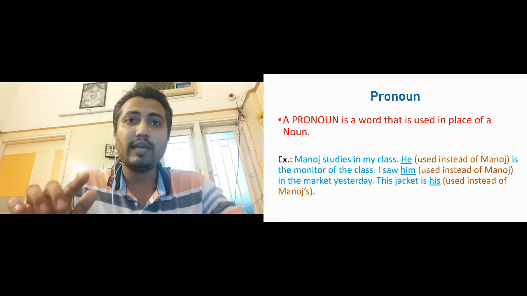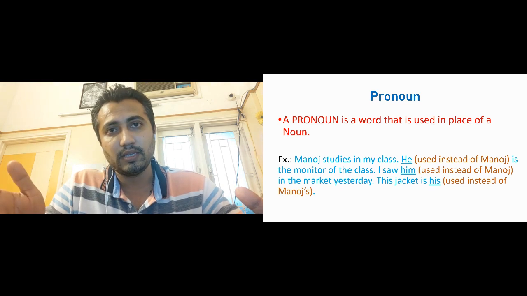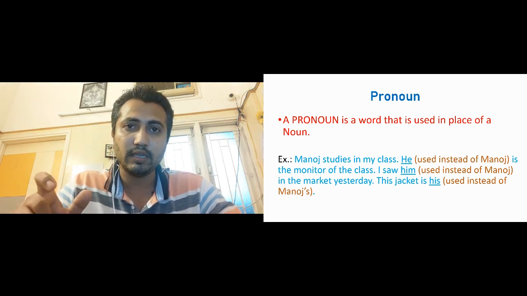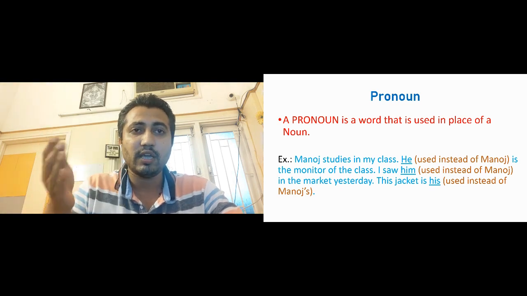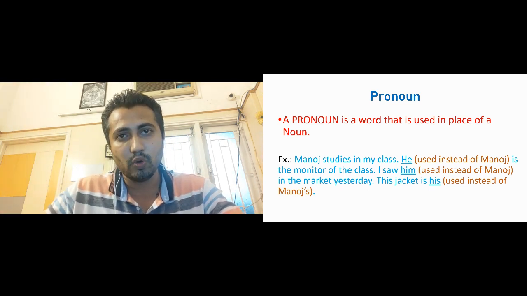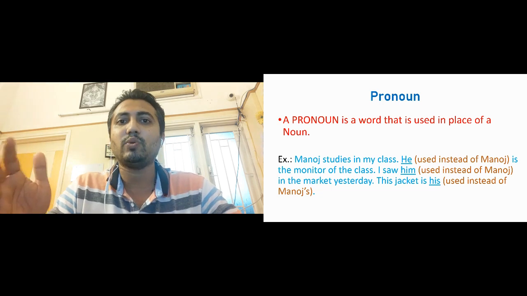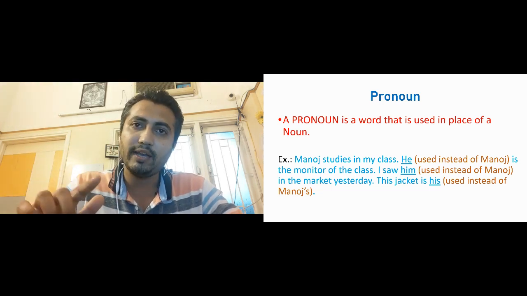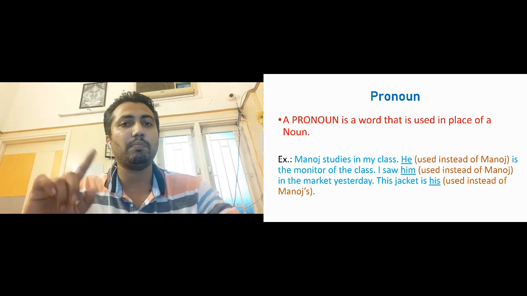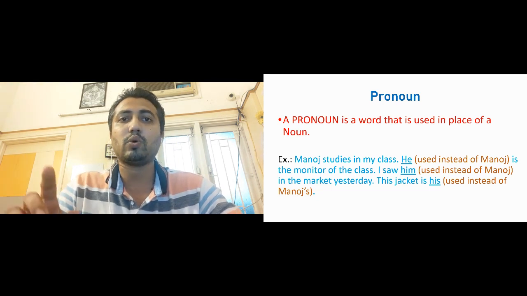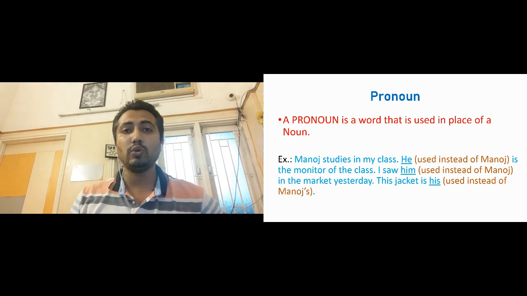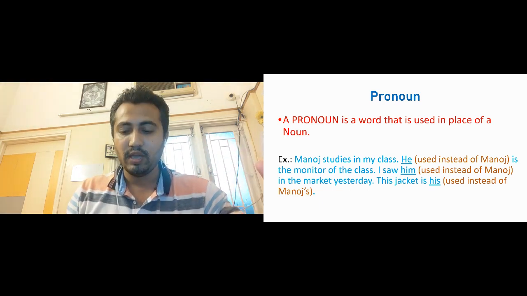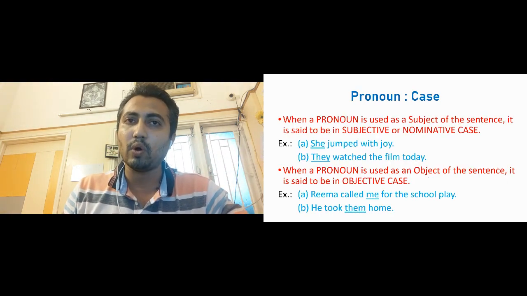Then, this jacket is his. Now, here the word his is used instead of Manoj's. We can also say the sentence, this jacket is Manoj's. So, instead of Manoj's, we are using the word his. Again, that word his is used in place of a noun. So, that also is a pronoun. So, students, the word that is used in place of a noun is called a pronoun.